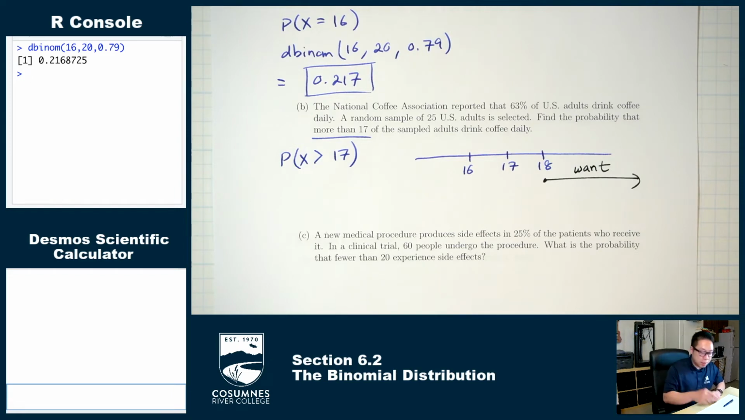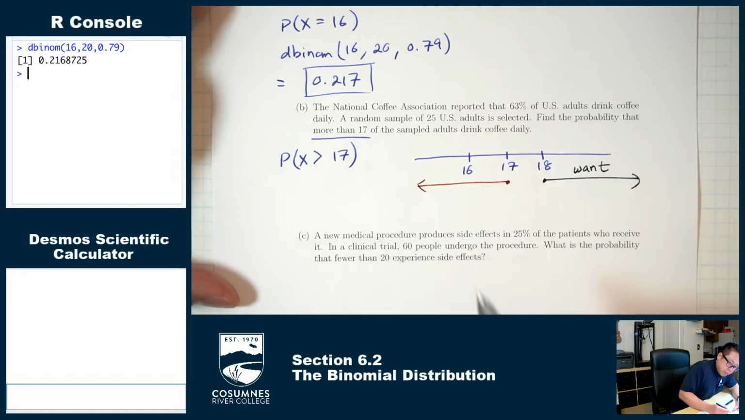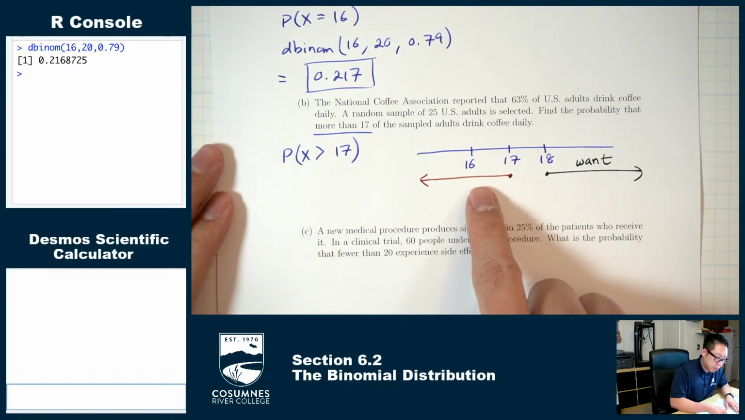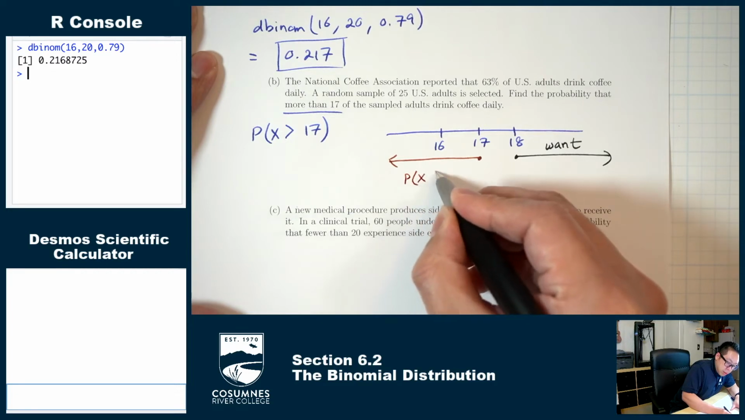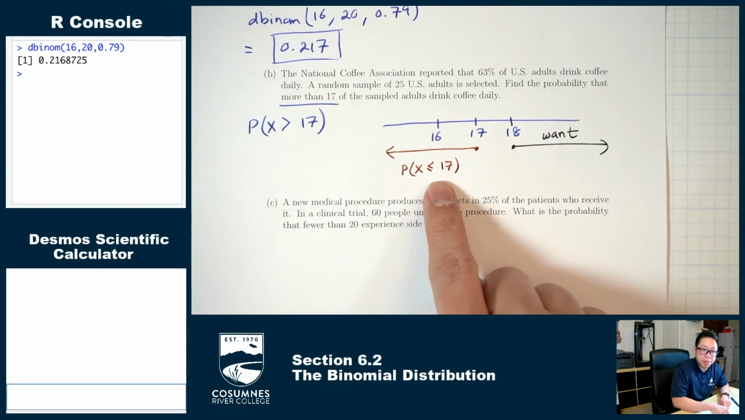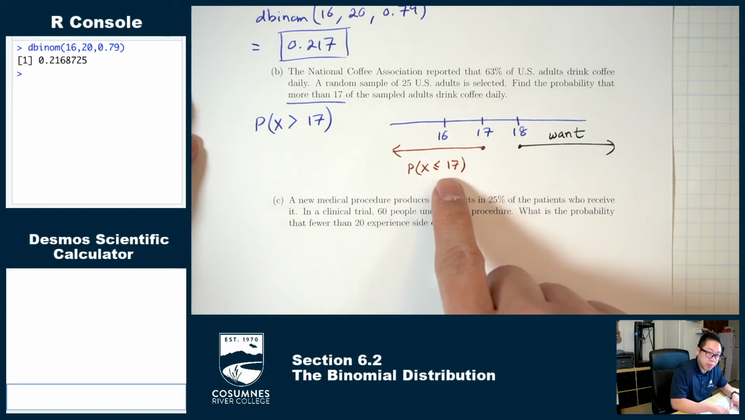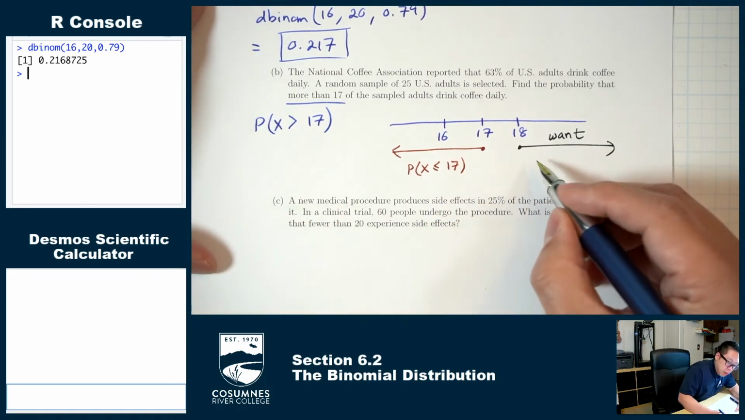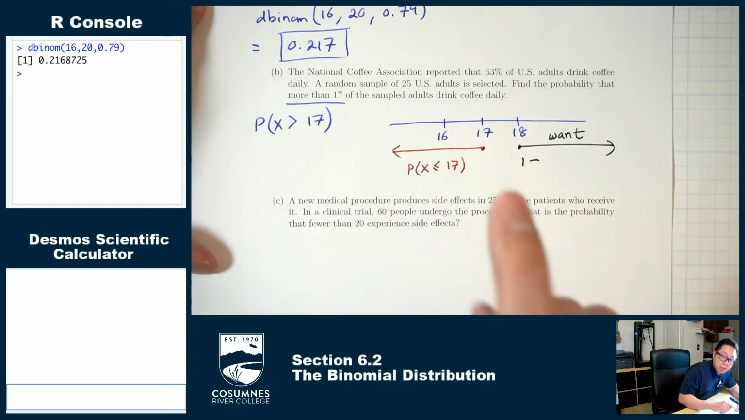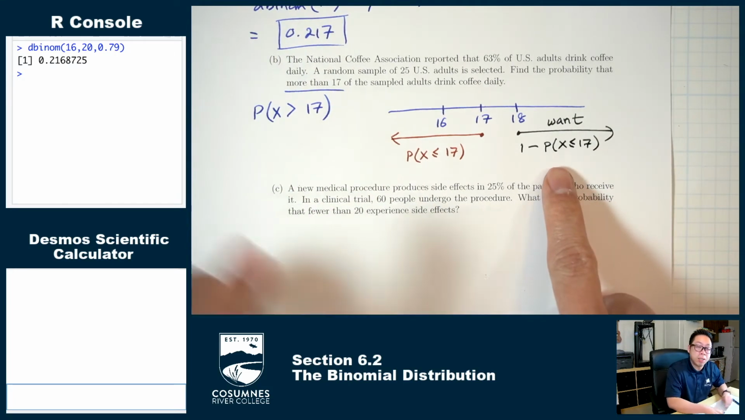Now, anytime you want something that is to the right, you need to first look at something to the left, this part to the left, which is 17 and to the left. And the reason is because 17 and to the left is something that I can write with a less than or equal, right? Less than or equal to 17 means 17 or less, or 17 to the left. So the left part is x less than or equal to 17, which means if I want the other side, which is just the complement, all I need to do is 1 minus that. Okay, so 1 minus that red part. So 1 minus less than or equal to 17. And that's going to tell me exactly what I need to type into R.